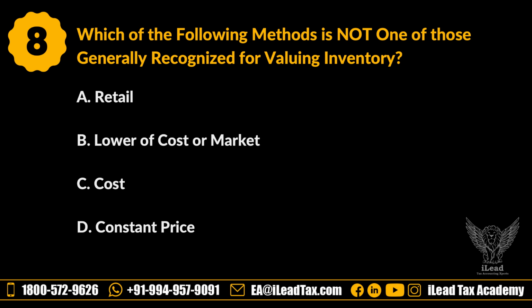Option B, lower of cost or market method, is a standard approach to inventory valuation where inventory is valued at the lower of its historical cost or its replacement cost. So this method ensures that inventory is not overstated on the financial statement. And option C, which is cost method, is also a straightforward approach where inventory is valued at historical cost. So it is one of the simplest and most commonly used methods of inventory valuation.